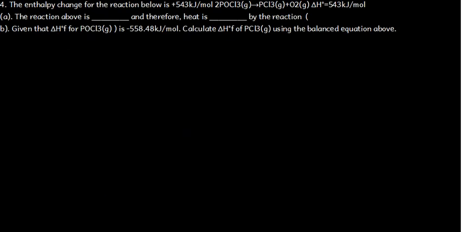Question 4. The enthalpy change for the reaction below is 543 kilojoules per mole. This is the reaction. Okay, the enthalpy change for the whole reaction is given already, and it is a positive value. Now, question A. The reaction above is dashed, and therefore heat is dashed by the reaction. The only way the enthalpy is positive, the reaction is endothermic. Whenever the enthalpy is positive, the reaction then is endothermic. It takes in heat, and therefore heat is absorbed.